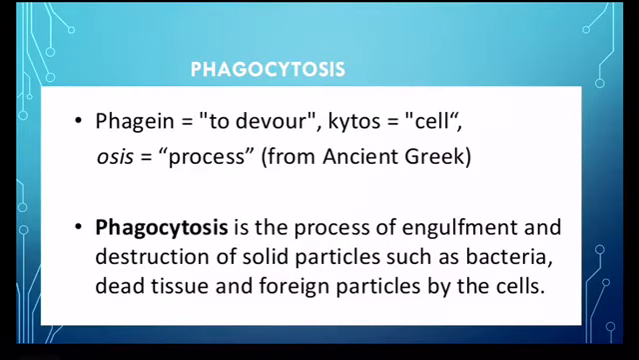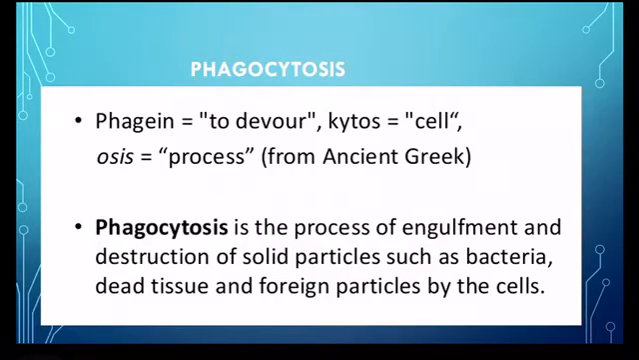Phagocytosis is derived from Greek. Phagein means to eat, cytos means cell, and osis means it is a process. So the meaning clearly explains that the process used by the cells to eat foreign particles or dead cells or any harmful particles which are injurious to the host is called phagocytosis.